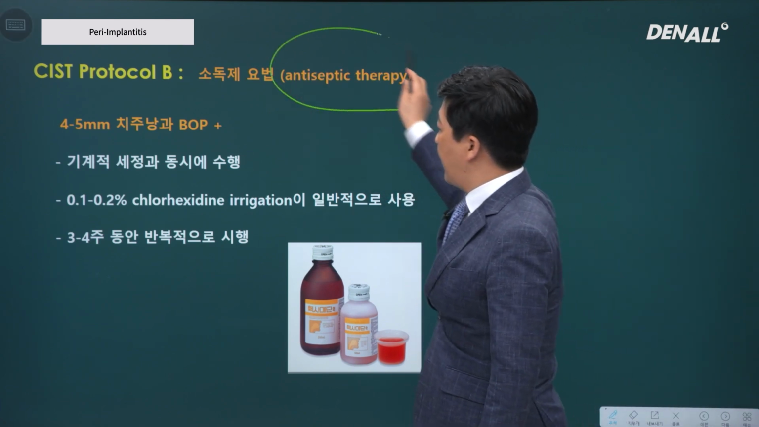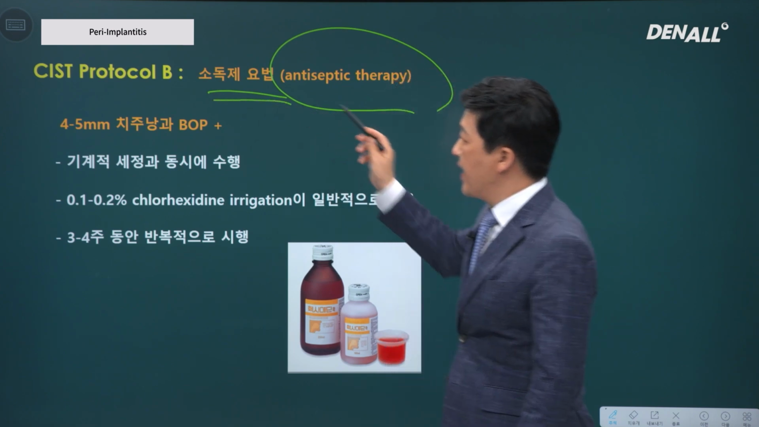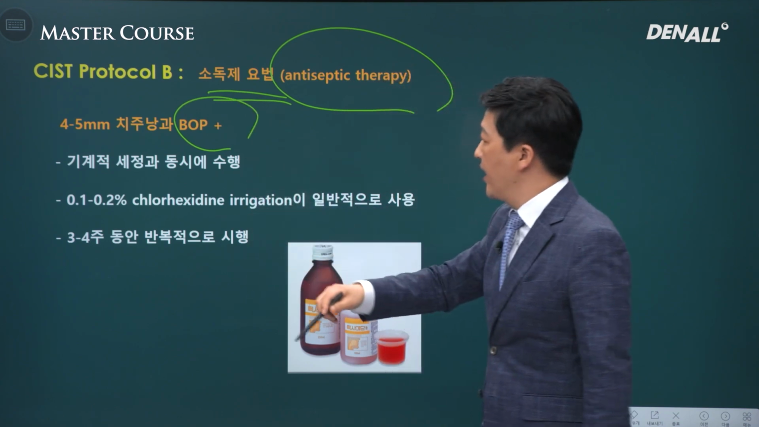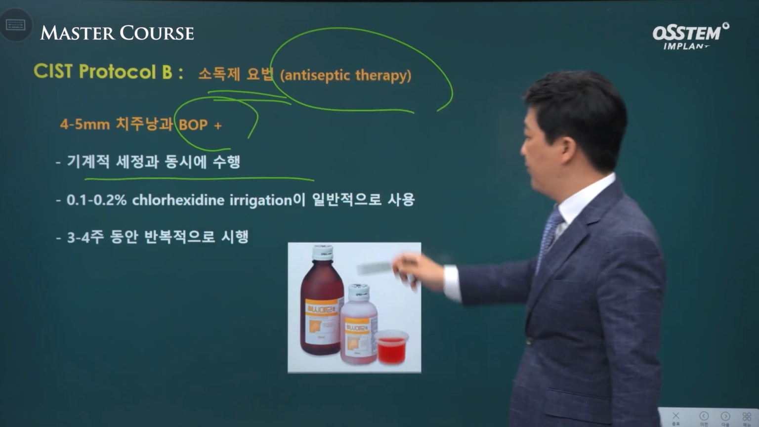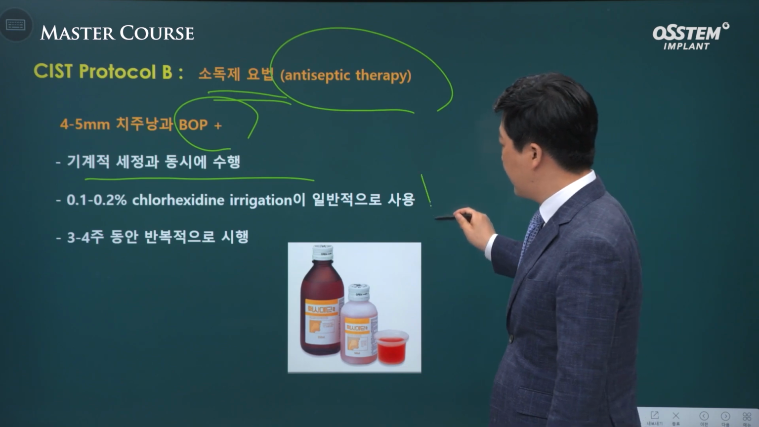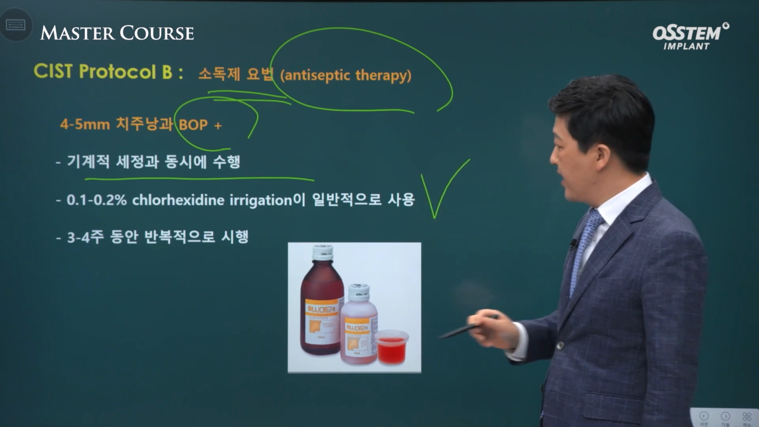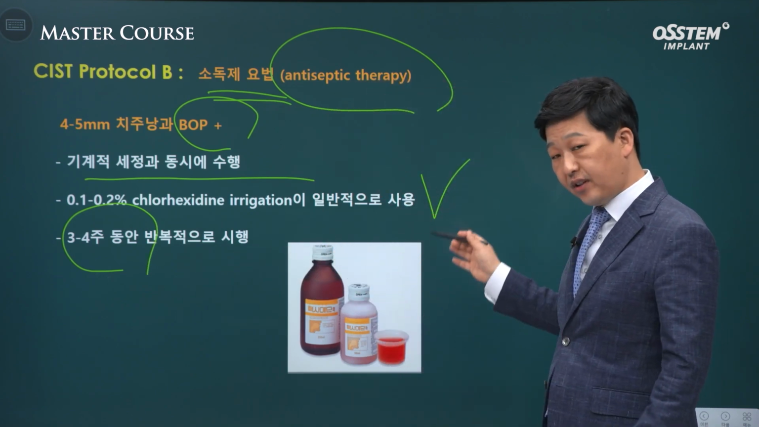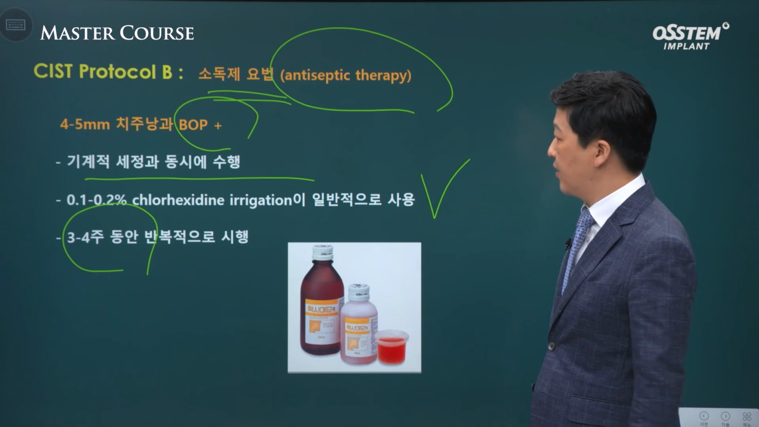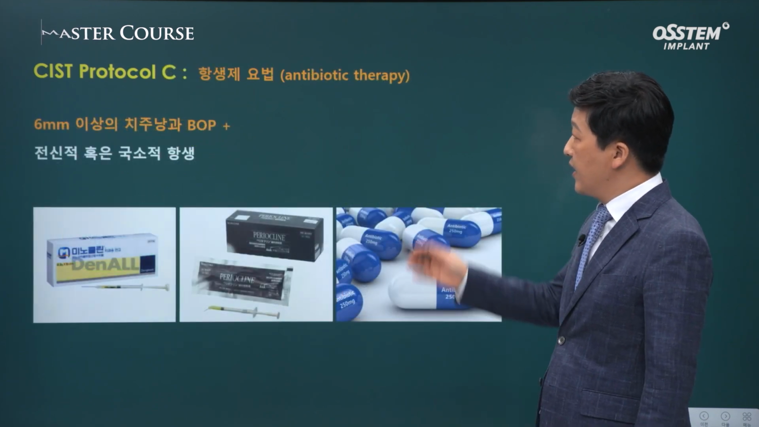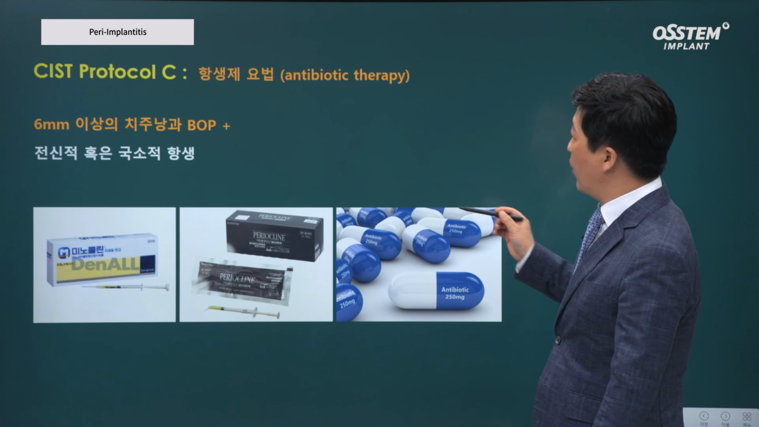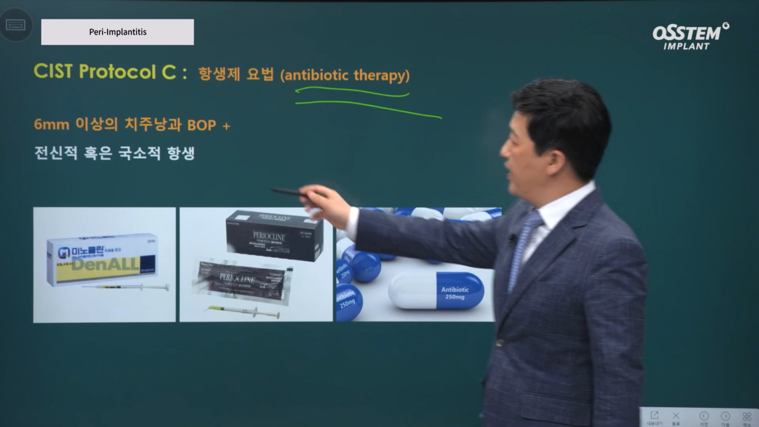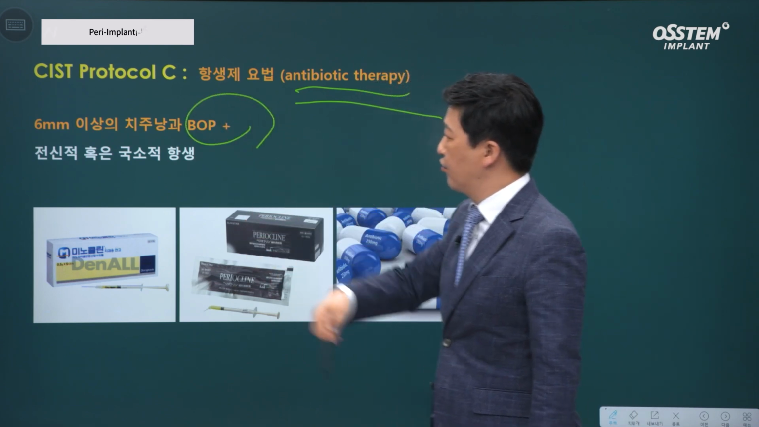Antiseptic is used for treatment. The probing depth is about 4 to 5 millimeters and there is bleeding upon probing. Mechanical debridement is done at the same time as well. Chlorhexidine irrigation is done frequently. This is done repeatedly for 3 to 4 weeks, and after a bit of a break period, this process is repeated. CIST protocol C is antibiotic therapy. Antibiotics are used to kill the bacteria. The probing depth is over 6 millimeters and there's bleeding upon probing.